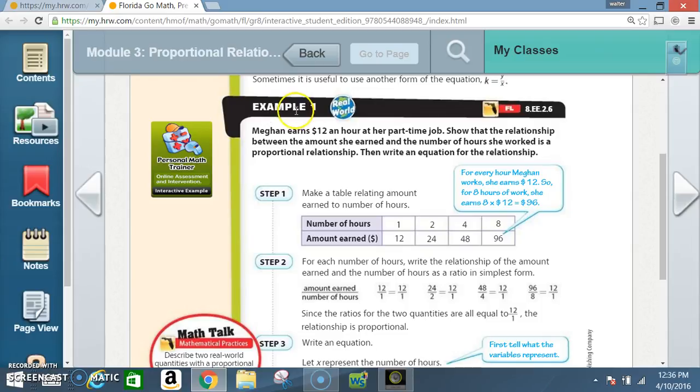Okay, after viewing the video, it should be pretty easy to understand example 1. Megan earns $12 an hour at her part-time job. Show that the relationship between the amount she earned and the number of hours she worked is a proportional relationship. Then write an equation for the relationship.